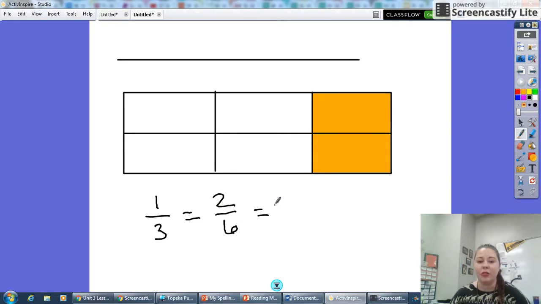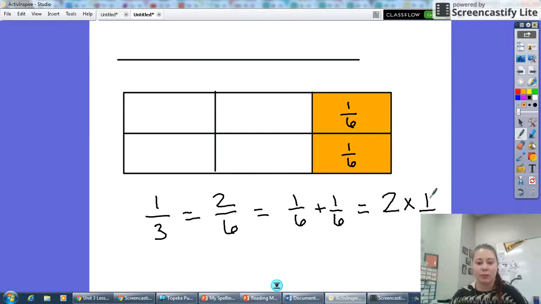And if I wanted to label this as the unit fraction, remember, this has a numerator of 1, so it's made up of 2 groups of 1/6. So that's equal to 1/6 plus 1/6. Or, again, we can use multiplication and we can say 2 times 1/6, because times just means groups of. So 2 times 1/6 means that I have 2 groups of 1/6.